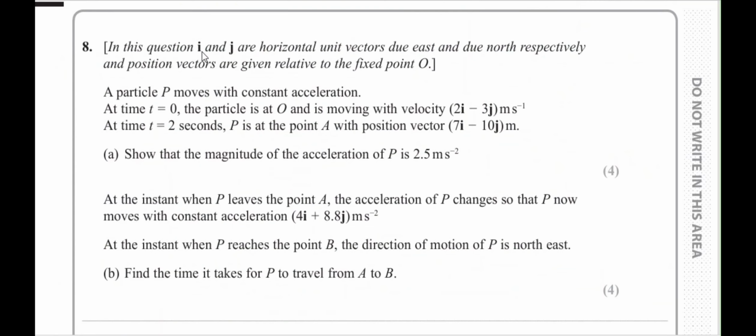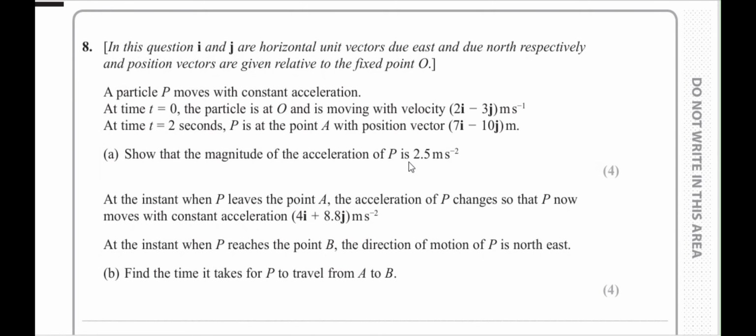Question 8. In this question, i and j are horizontal unit vectors due east and due north respectively, and position vectors are given relative to the fixed point O. A particle P moves with constant acceleration. At time t equals 0, the particle is at O and is moving with velocity 2i minus 3j meters per second, and at time t equals 2 seconds, P is at the point A with position vector 7i minus 10j meters. Show that the magnitude of the acceleration of P is 2.5 meters per second squared.